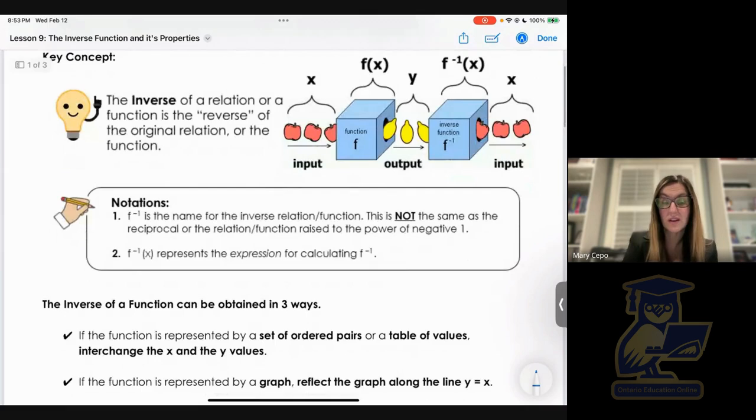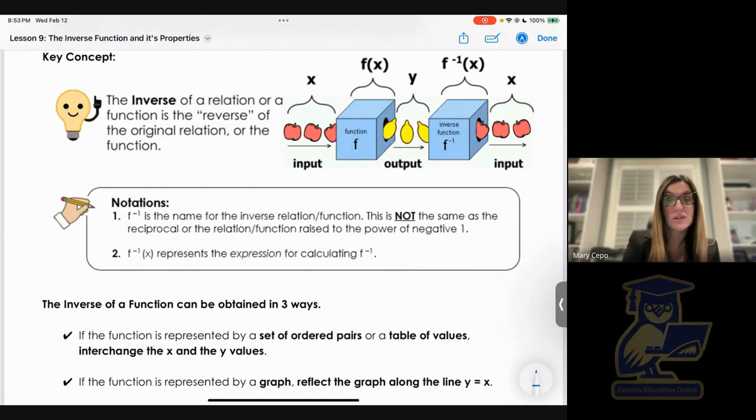So if you notice, it kind of looks familiar. It looks like f to the power of -1, but it is not that. F inverse is the name of the inverse relation or function. This is not the same as the reciprocal or the relation function raised to the power of -1. It is just the notation used to represent the inverse of our original function.